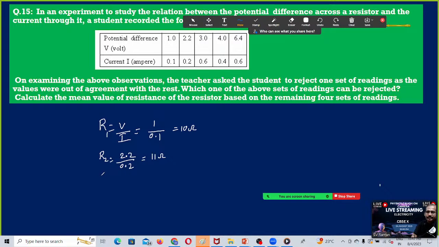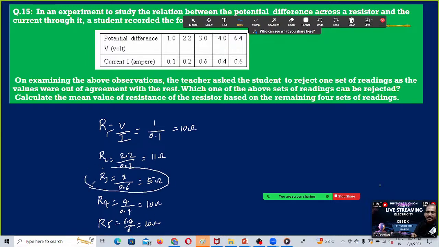For the third student, electric potential 3 and electric current 0.6. So this comes approximately 5 ohms. R4 is equal to 4 by 0.4, which means approximately 10 ohms, and R5 is equal to 6.4 by 0.6, approximately 10 ohms. So all got 10, 11 approximately, but the R3 value is quite different. So what this student performed is absolutely wrong. So we can neglect it.